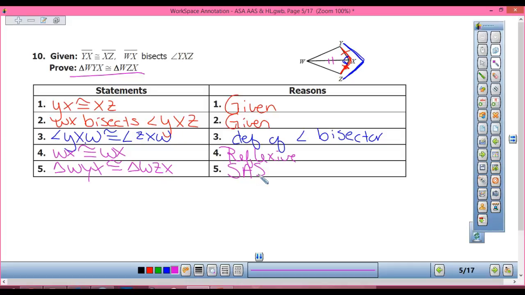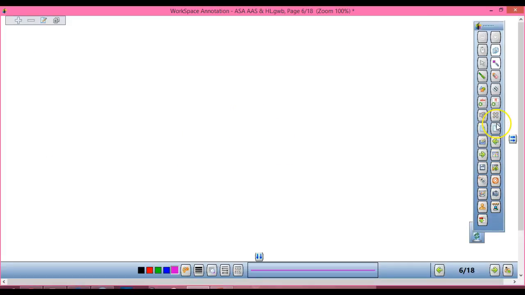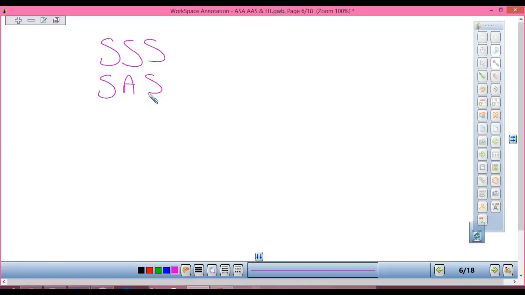Alright, so we have learned side, side, side. If I have all three sides congruent, we're good, right? We've learned side, angle, side, if I have the angle in between two sides. Okay? Yep, there's three more that we're going to learn today. And honestly, I think today's are easier than yesterday's. Kind of, sort of. Okay, we have angle, side, angle.